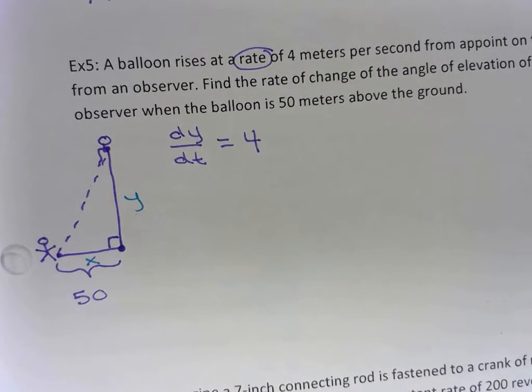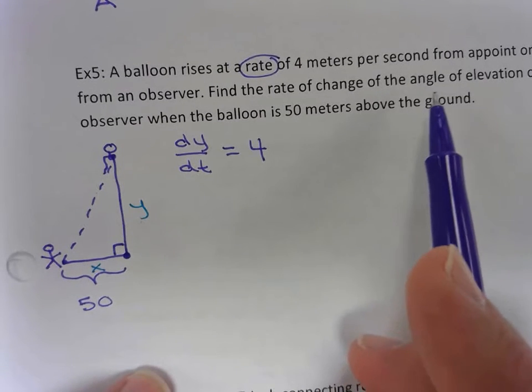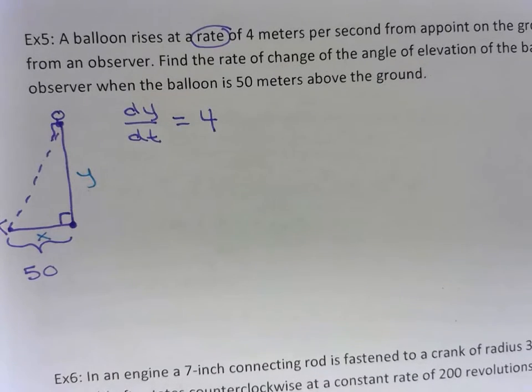From a point on the ground 50 meters from the observer. Find the rate of change. Now make sure we're talking about elevation, so we're going to be talking about an angle. Find the rate of change of the angle of elevation. Remember, elevation is from the bottom up.